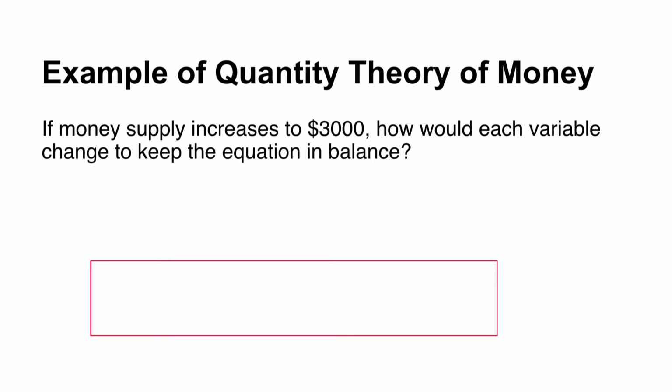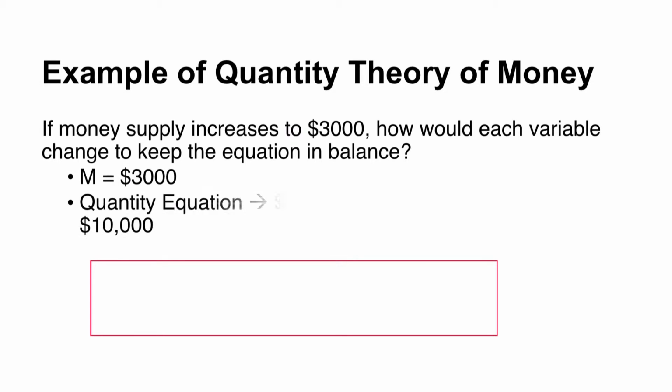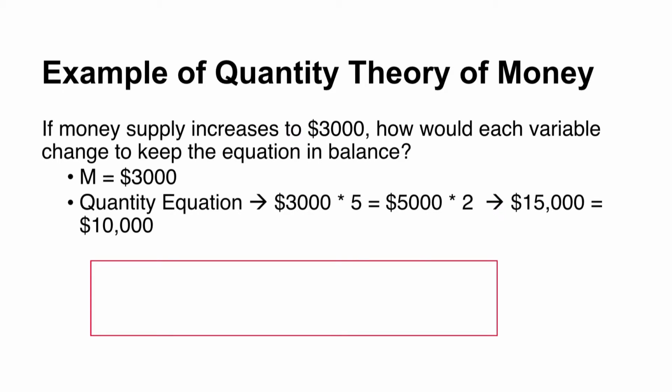So if the money supply increases to 3,000, what would happen? Well, now we can see from our quantity equation that it is no longer balanced. With the money supply increasing to 3,000, we see that now one part of the equation, money supply times velocity, is equal to $15,000, but the nominal GDP is staying at 10,000.